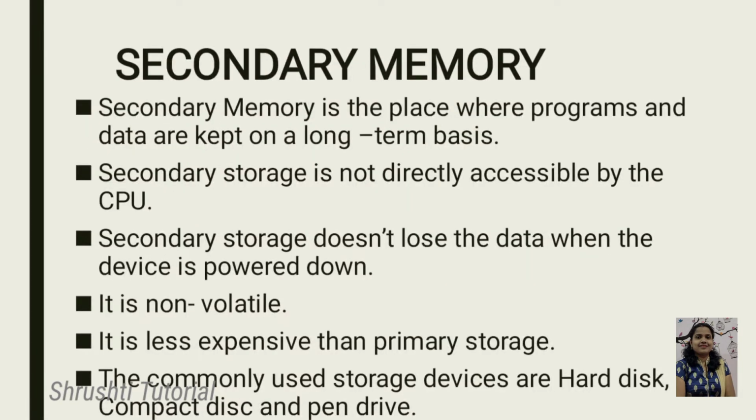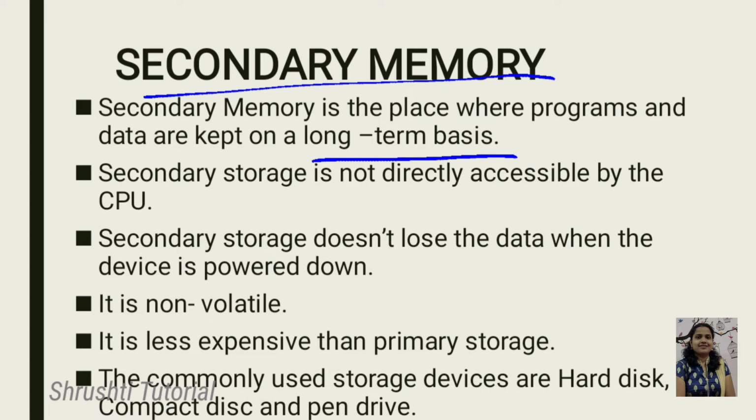Let us discuss secondary memory. Secondary memory is the place where programs and data are kept on a long-term basis, and secondary storage is not directly accessible by the CPU. As we know, the CPU can access data directly from the primary memory only. It cannot directly access the data present inside the secondary memory.